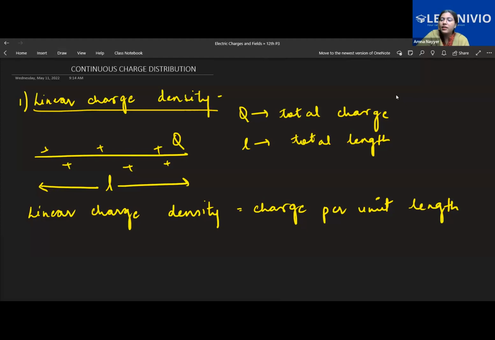Your electric flux was done and Gauss theorem was done, right? So see, Gauss theorem has its applications. So that is continuous charge distribution. You need to understand it before you go with the derivation.